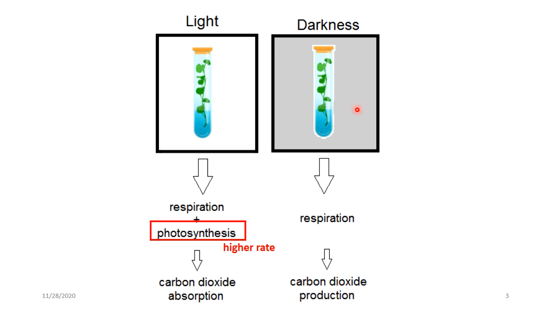But in the second tube, where the plant is placed in darkness, it only undergoes respiration, because photosynthesis cannot occur in the absence of light. As a result, carbon dioxide is released by the plant, and, as more carbon dioxide gas is produced, the medium pH will change from neutral to acidic. Of course, the answer to this question should include all this information, as follows.